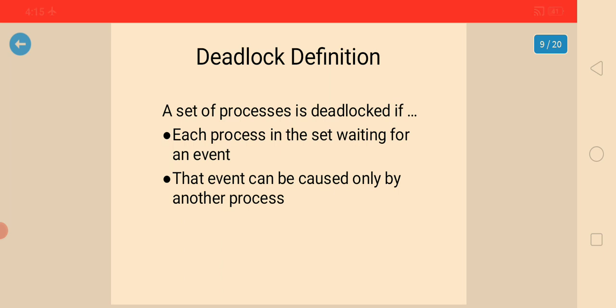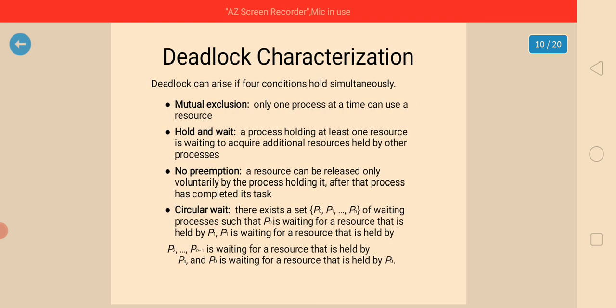Deadlock definition: a set of processes is deadlocked if each process in the set is waiting for an event that can be caused only by other processes. So what is the characterization here? Deadlock characterization: mutual exclusion. Mutual exclusion means what here? Only one process at a time can use a resource.